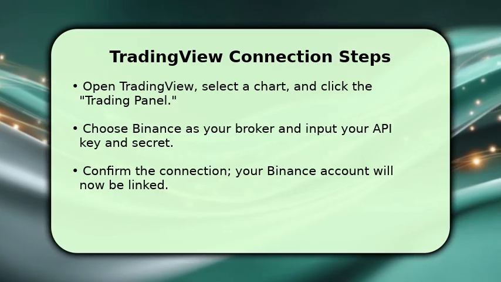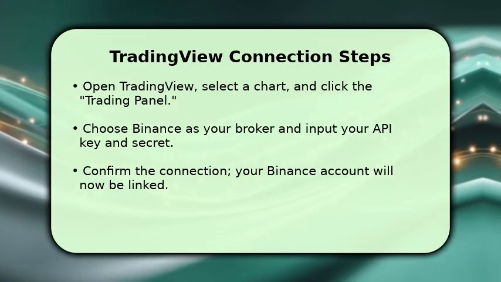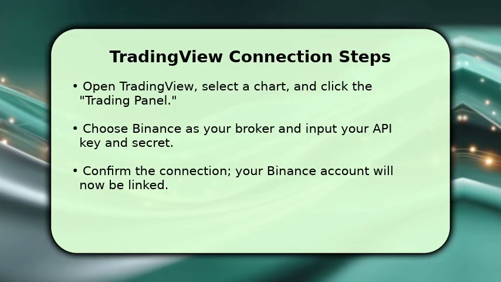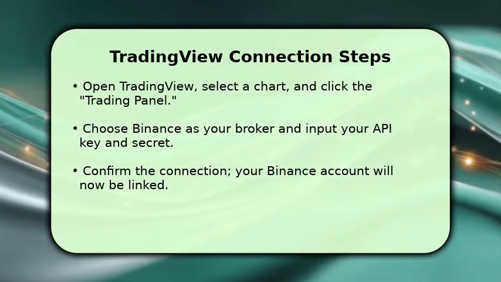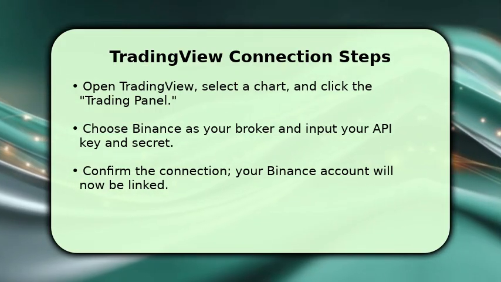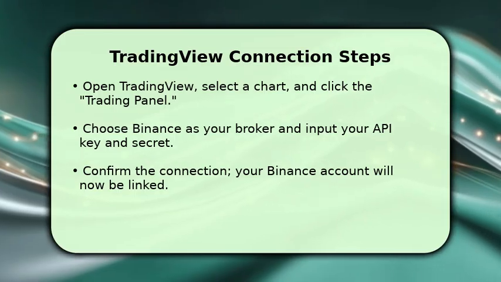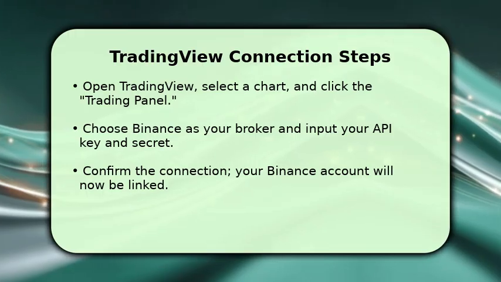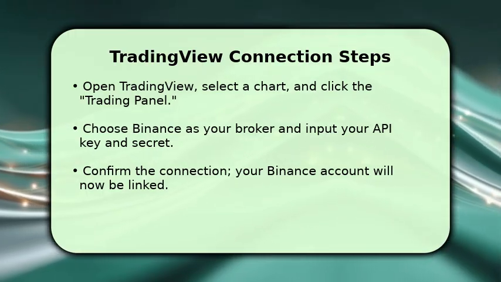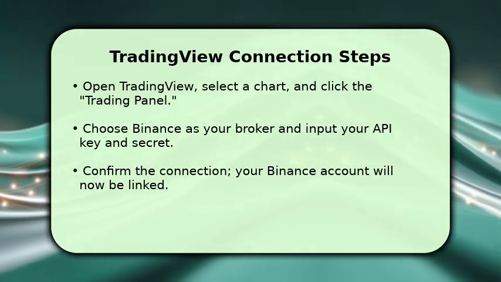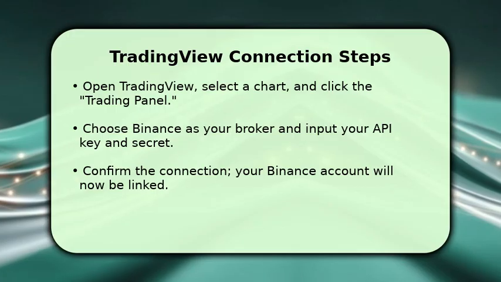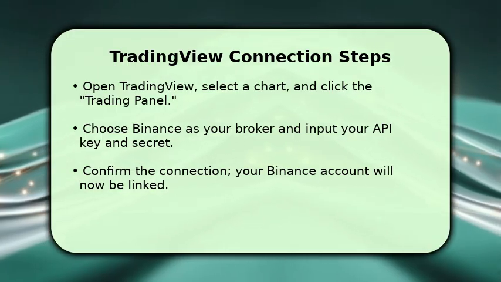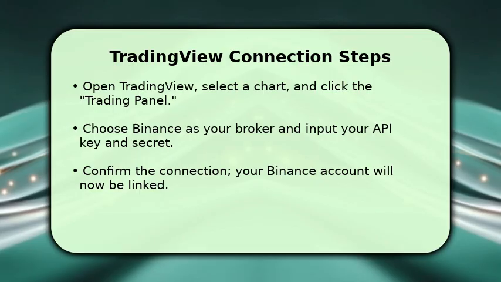With your API keys ready, it's time to connect them to TradingView. Open any chart on TradingView and locate the trading panel at the bottom. Click on it and select Binance from the list of available brokers. You'll then be prompted to enter your API key and secret key that you just generated on Binance. Paste them carefully into the respective fields. Once entered, confirm the connection, and your Binance account will be seamlessly linked, ready for direct trading.